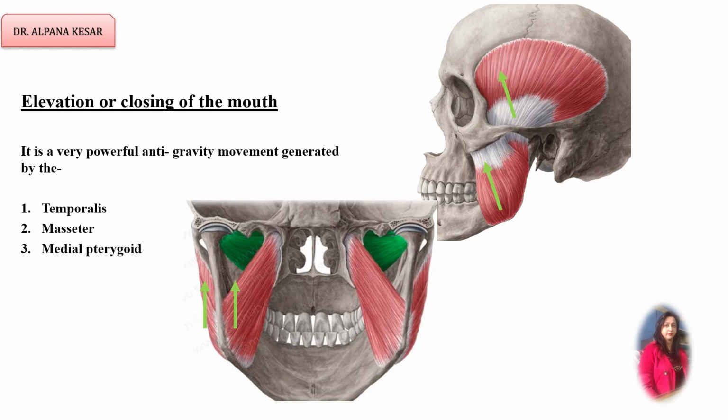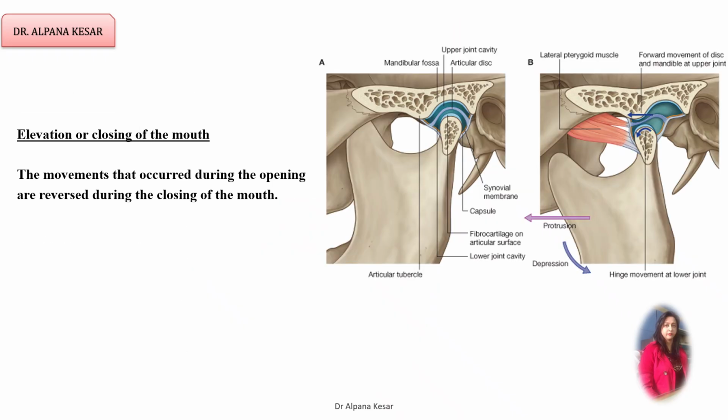Elevation or closing of the mouth is a powerful anti-gravity movement which is generated by temporalis, masseter, and medial pterygoid muscles. Masseter on the outer surface of the ramus and medial pterygoid on the inner surface of the ramus form a kind of a sling around the ramus of the mandible and help in its elevation. All the movements that take place during the depression of the mandible are reversed during the elevation of the mandible to close the mouth.